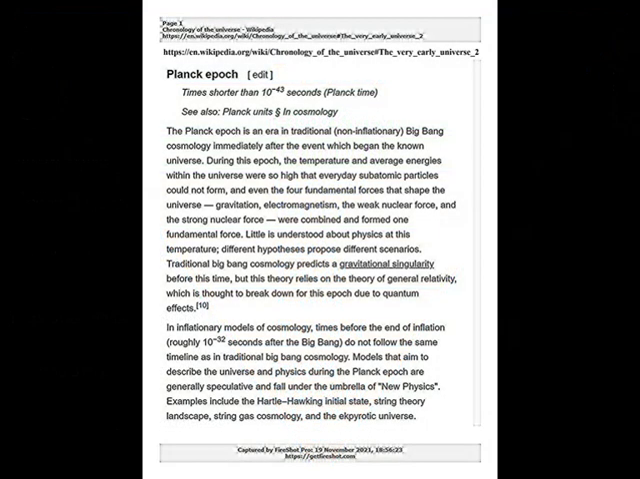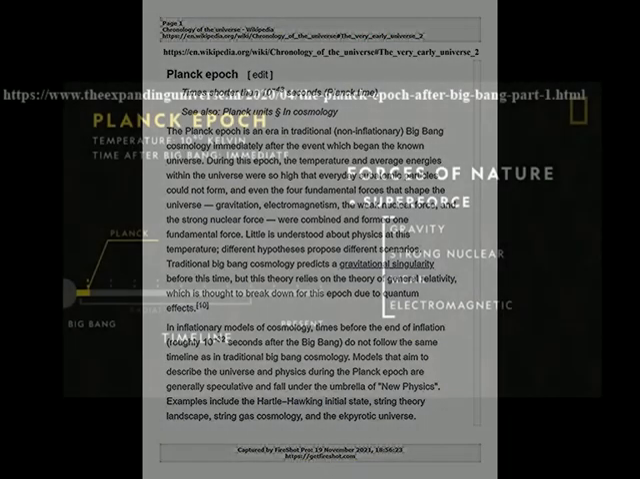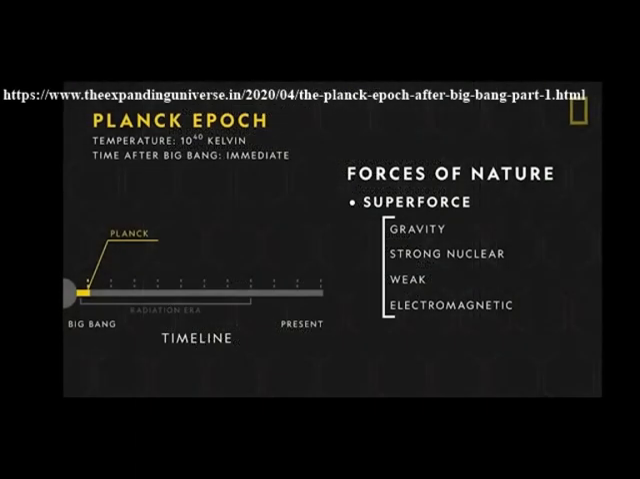During the Planck Epoch, the temperature and average energies within the universe were so high that subatomic particles could not form. Even the four fundamental forces that shape the universe, that is gravitation, electromagnetism, the weak nuclear force, and the strong nuclear force, were combined and formed one fundamental force. Little is understood about physics at this temperature. Different hypotheses propose different scenarios.